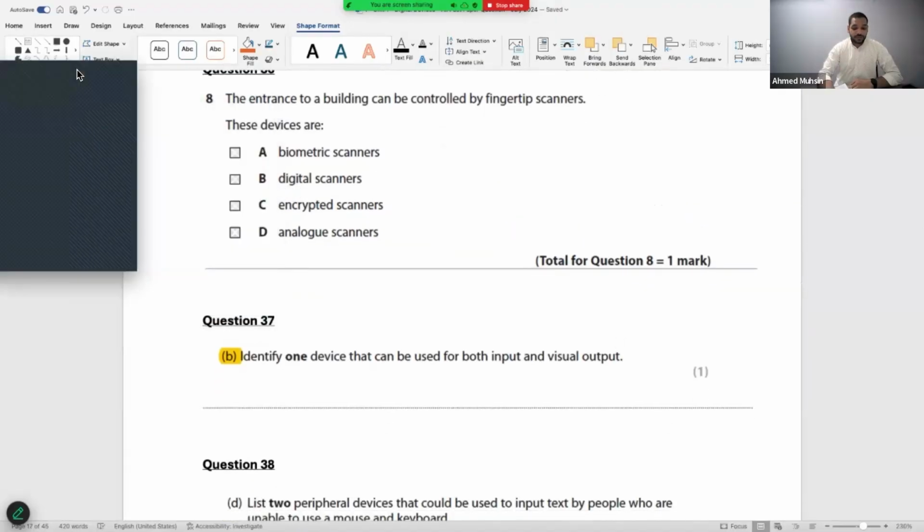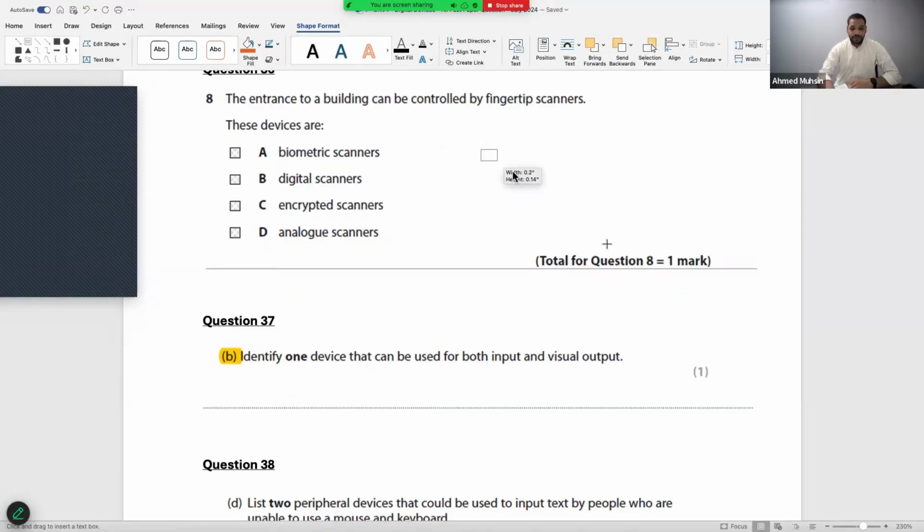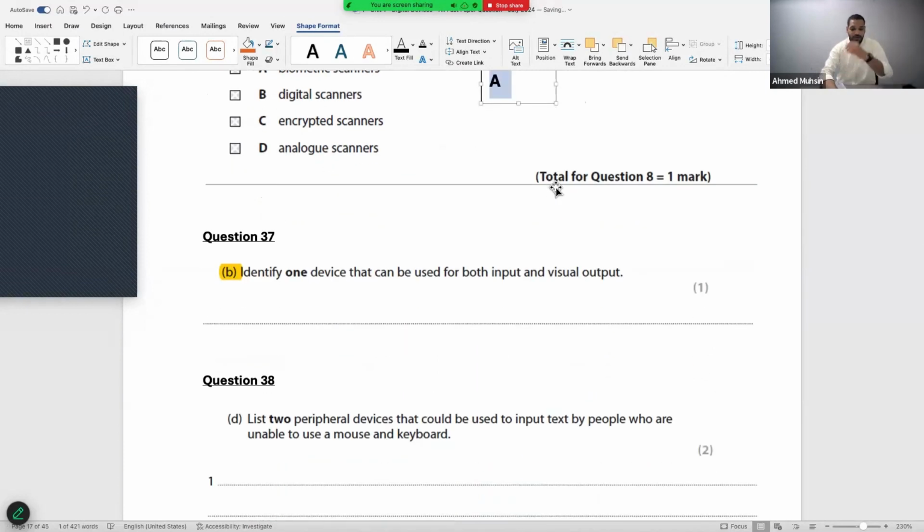Question number 36. The entrance to a building can be controlled by fingertip scanners. Perfect. These are known as biometric scanners. Everybody, answer here is A. Biometric scanners. Identify one device that can be used for both input and output. Very good. A touch screen. So here we mention touch screen.